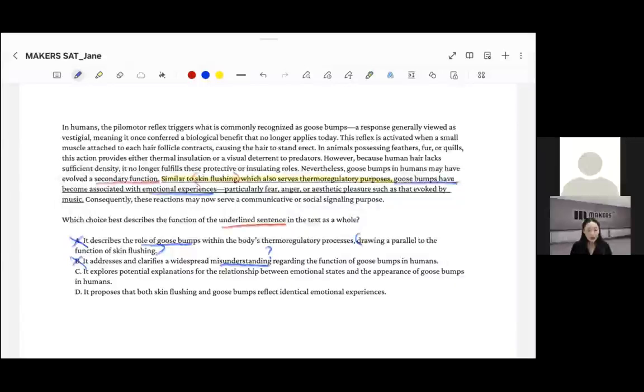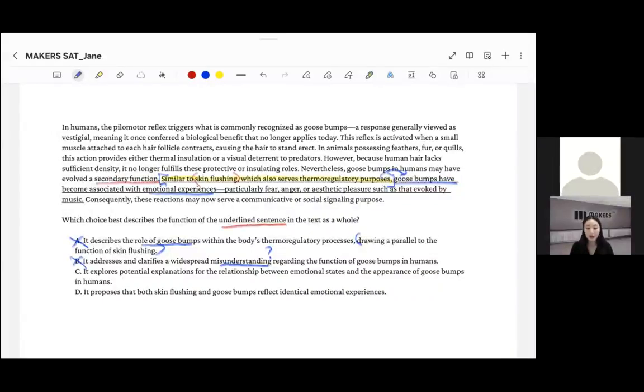C explores a potential explanation for the relationship between emotional states and the appearance of goosebumps in humans. This is correct. It accurately states the function. It is explaining the link between emotions and goosebumps. So when we look at this, similar to skin flushing, this is just an introductory clause to the main clause that we want to say.